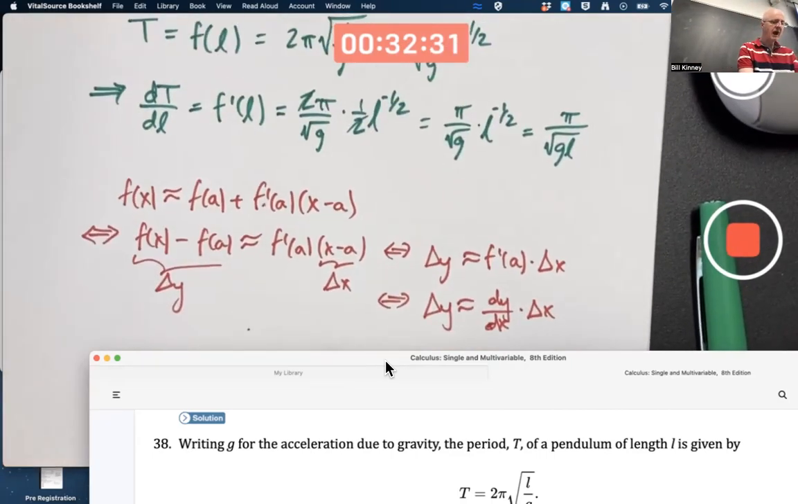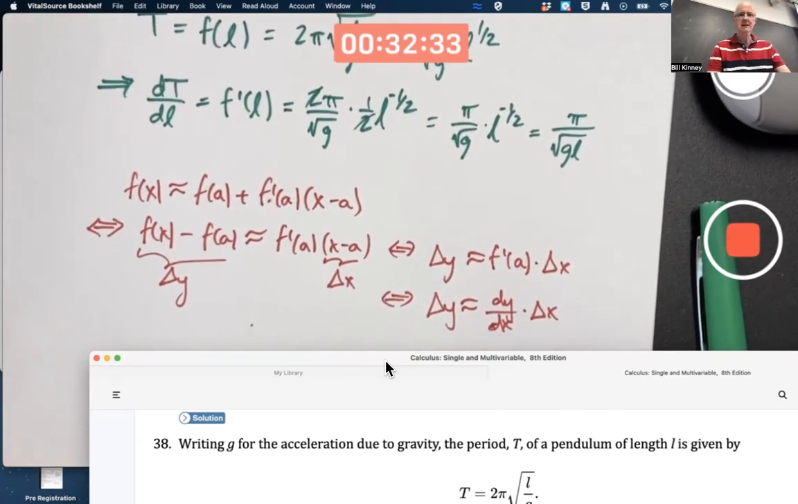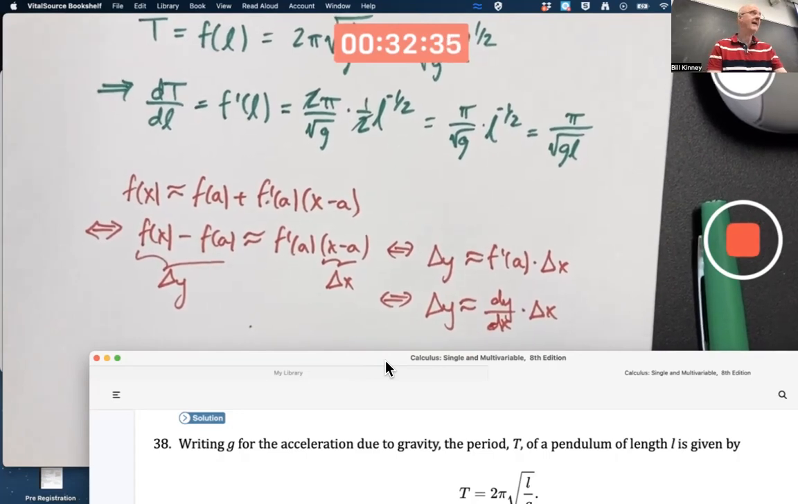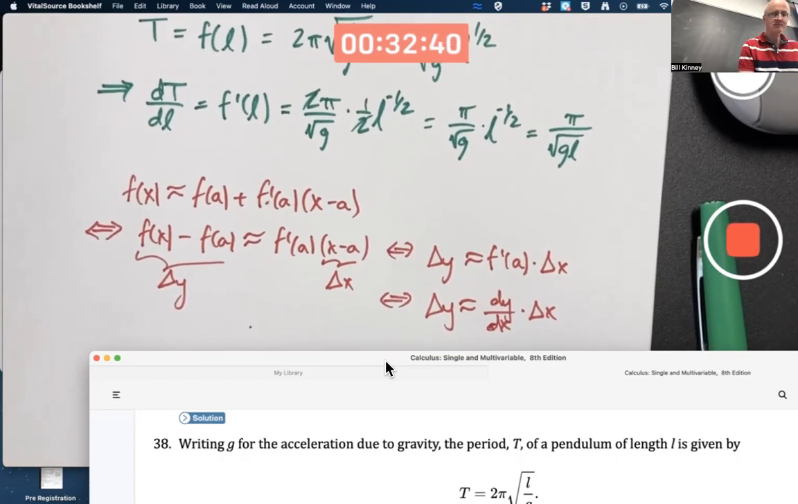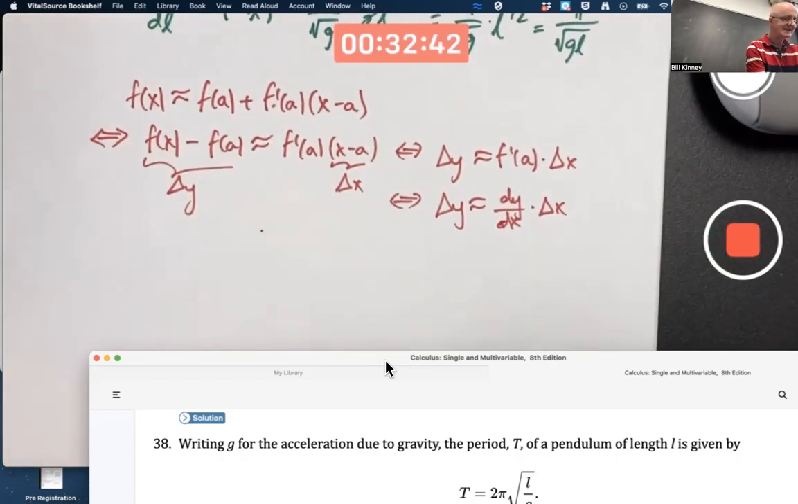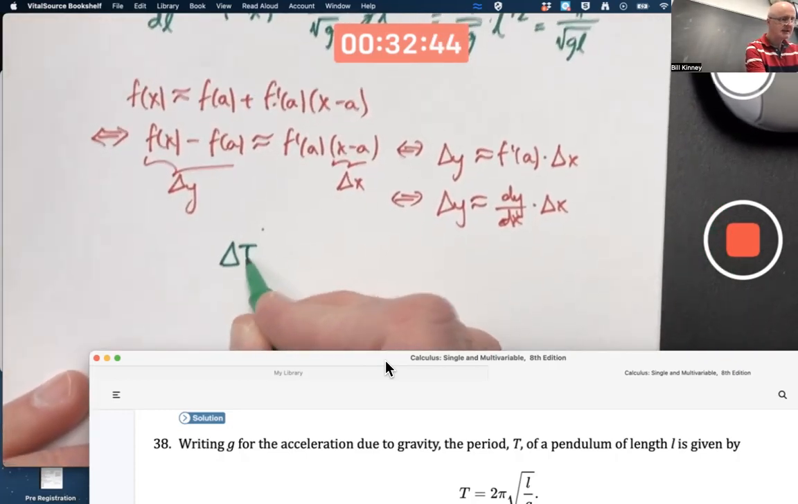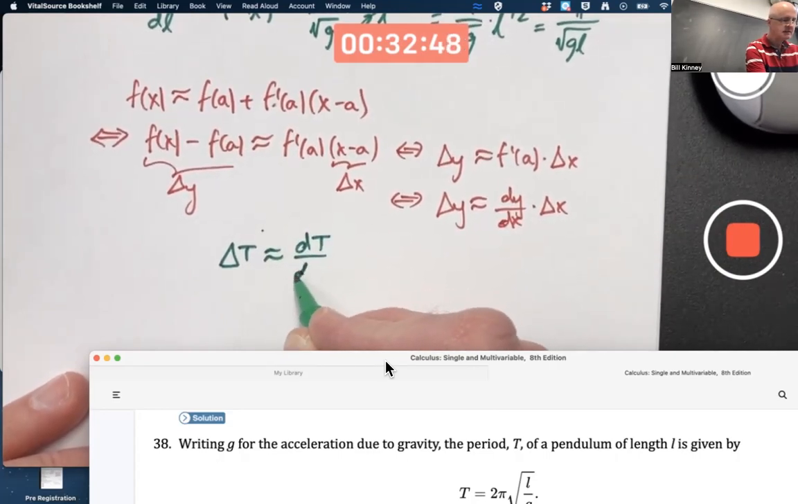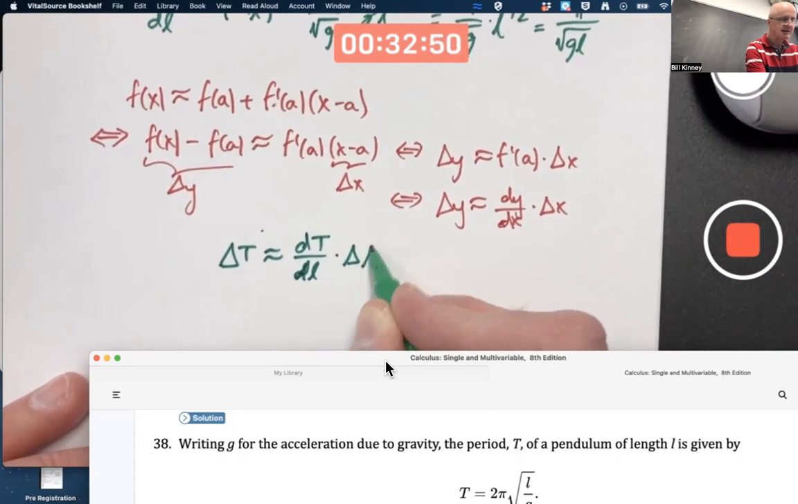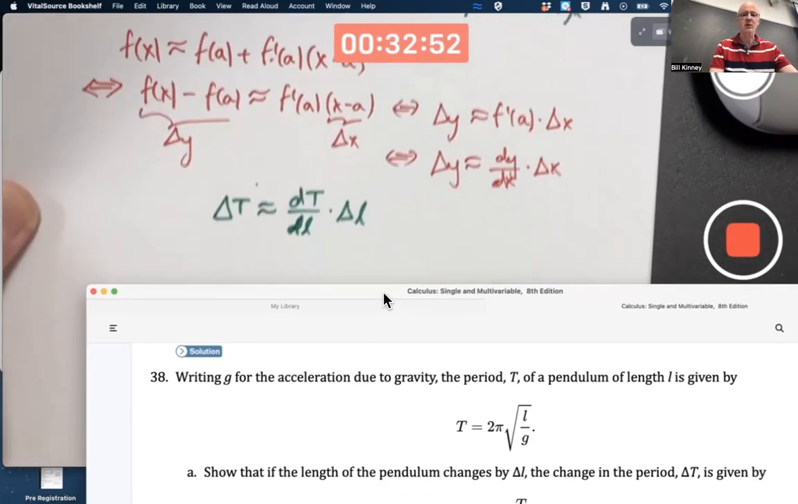So in the context of our problem, the variables are not x and y, they're L and T. In the context of our problem, we would write this as delta T is approximately dT dL times delta L. And that's starting to look similar to what you see in this problem.